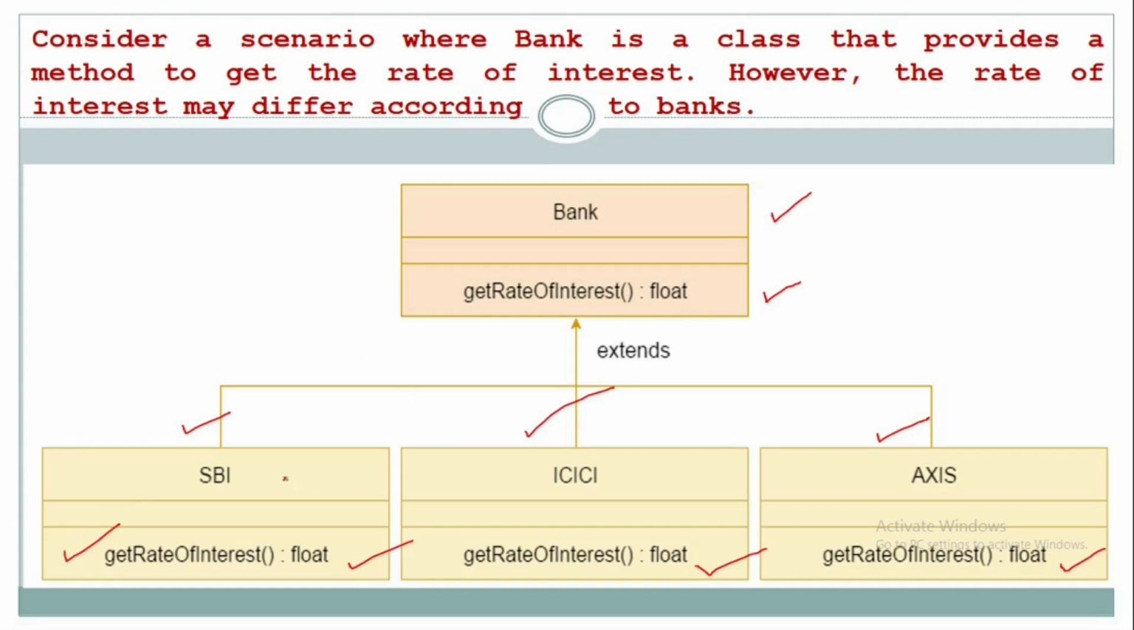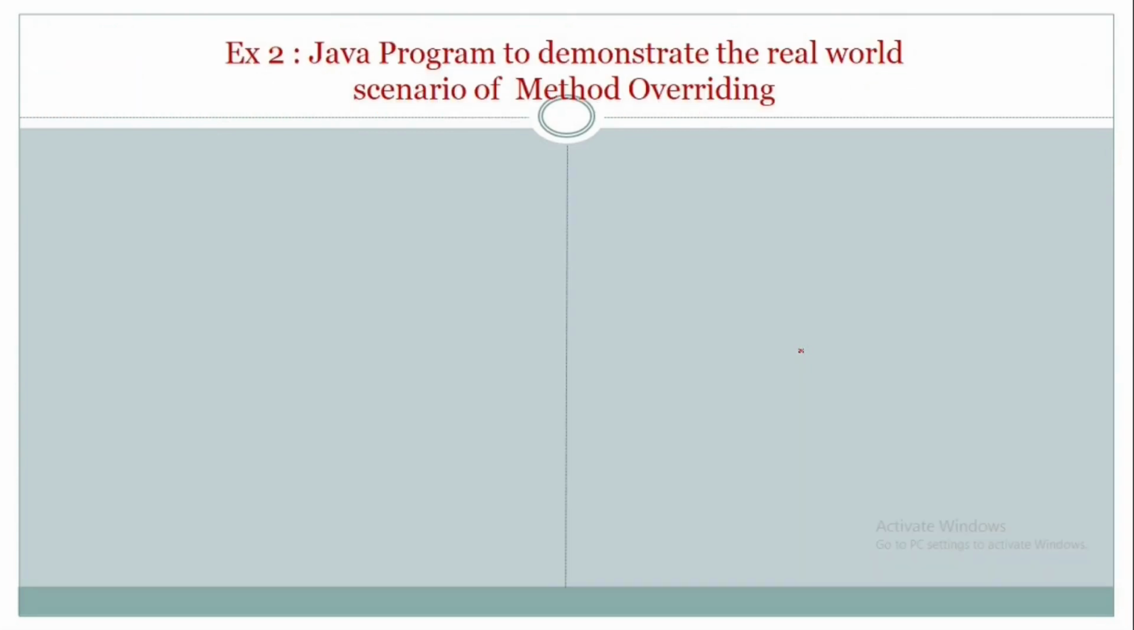As you can see, SBI might have a rate of interest of 8, ICICI might have 7, and Axis Bank will have a different rate of interest. So in that case, all these subclasses can simply override the base class method, adding some additional features to the subclass method. Now we'll understand this concept much better with a simple program.